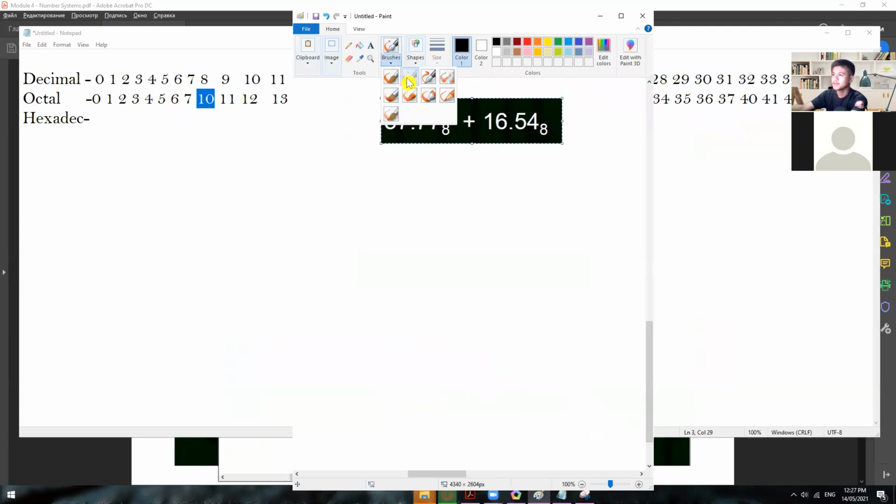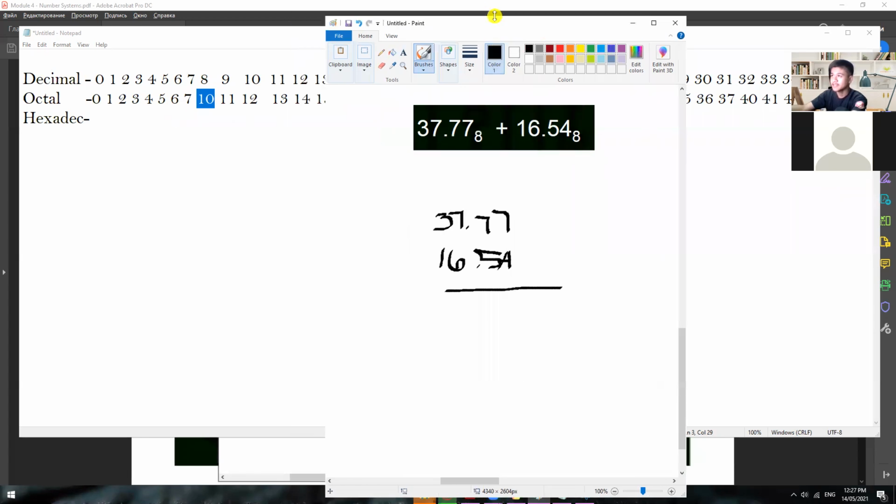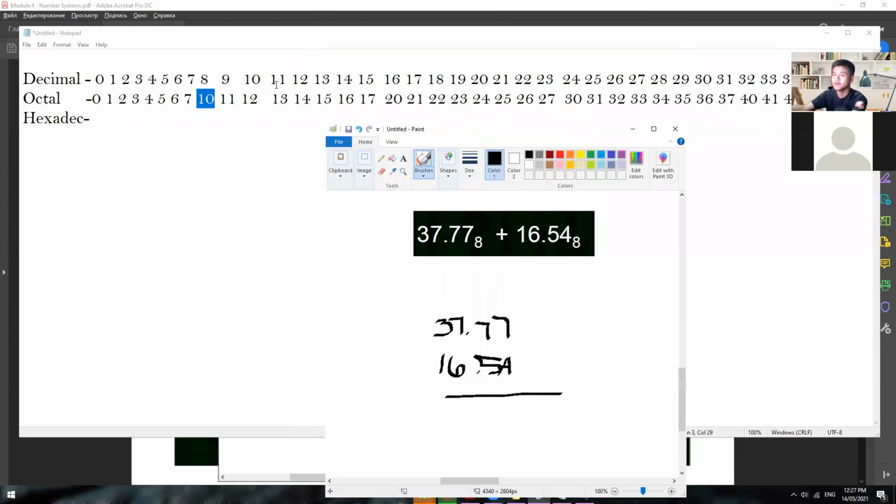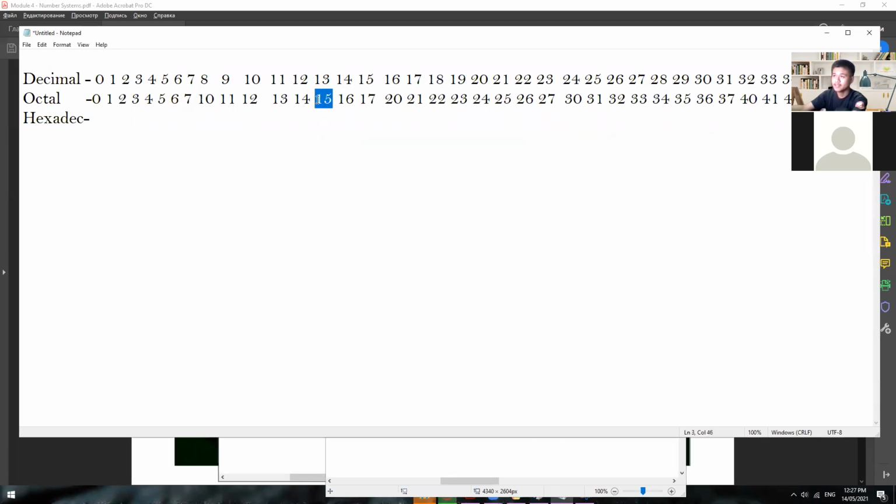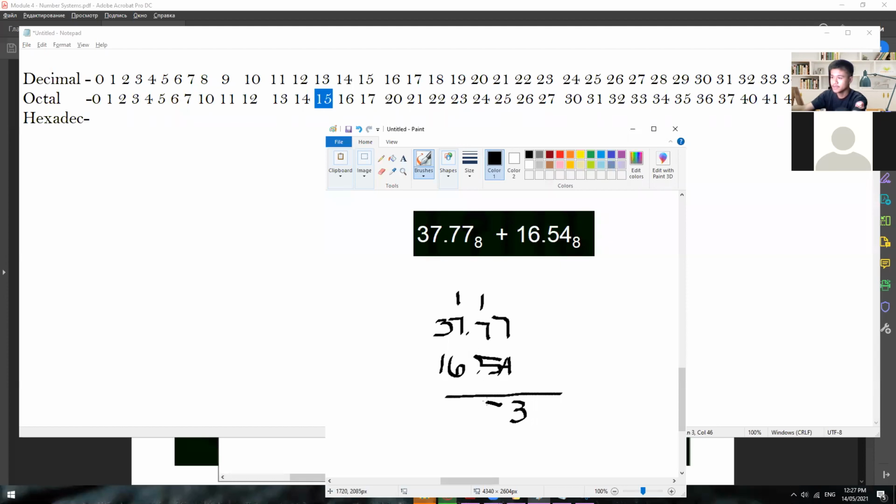37.77 and then 16.54. So 4 plus 7 is 11 in decimal. However, in octal, it's already 13. So we have to put 13 here: carry 1, bring down 3. Then 1 plus 7 is 8, plus 5 is 13 in decimal, but in octal, it's 15. So carry 1, bring down 5. The decimal point will go here.